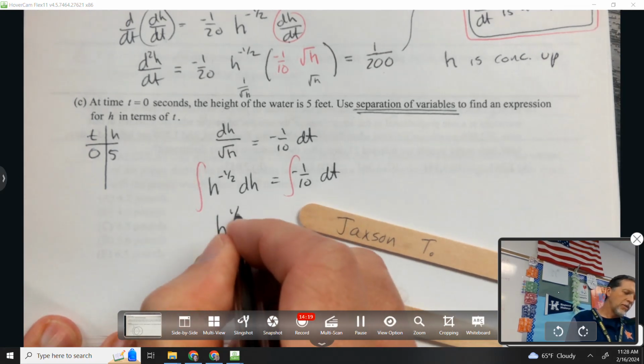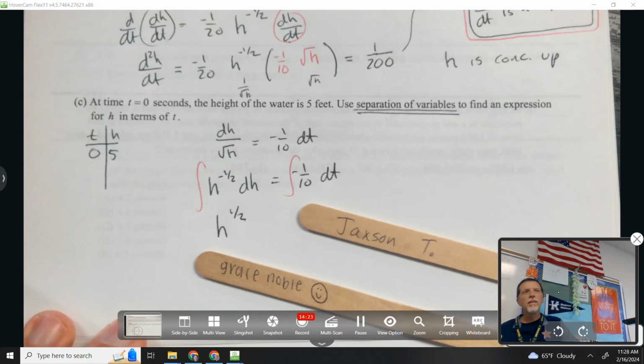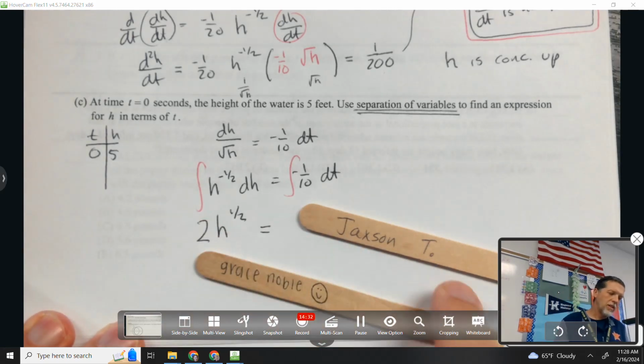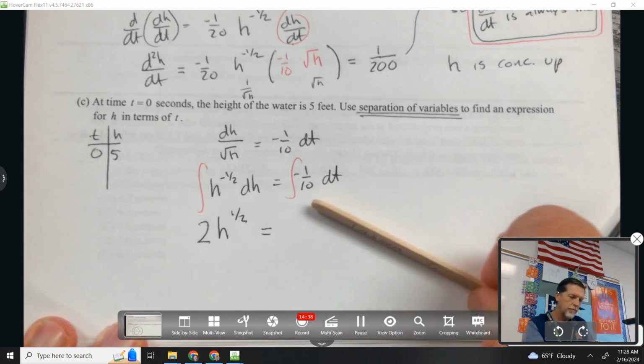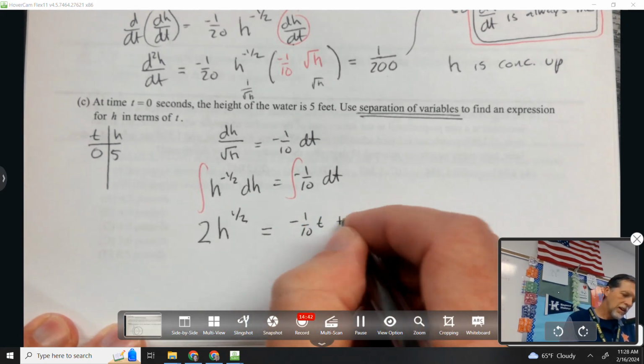I like h to the 1/2, right? Increase the power by 1, and then divide by the new power. So just 2. Oh, no negative. Yeah, no negative. Jackson, how about the other side? Good. Negative 1/10 t plus c.